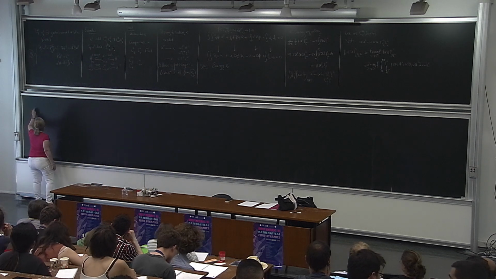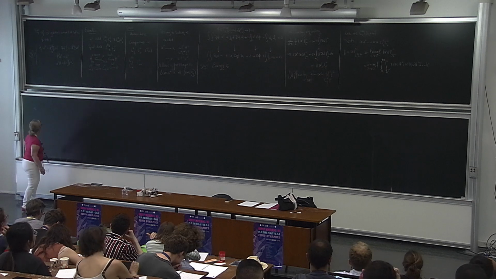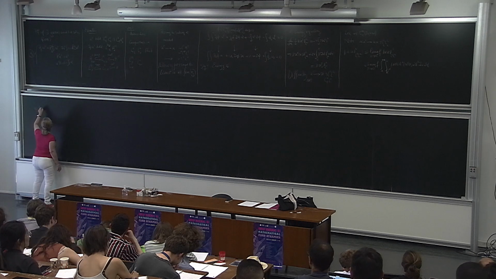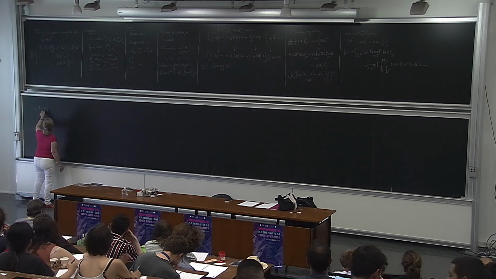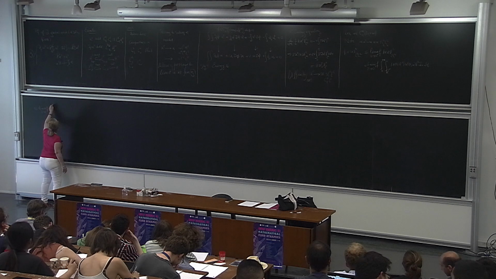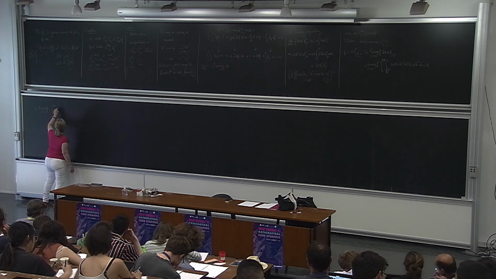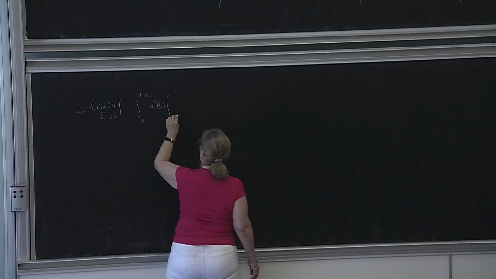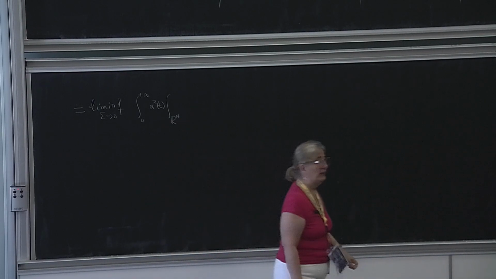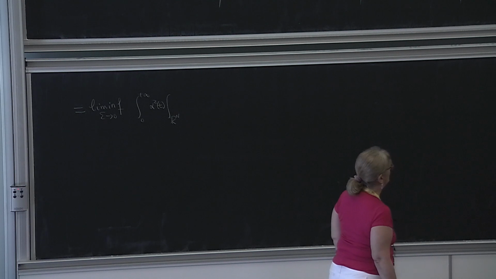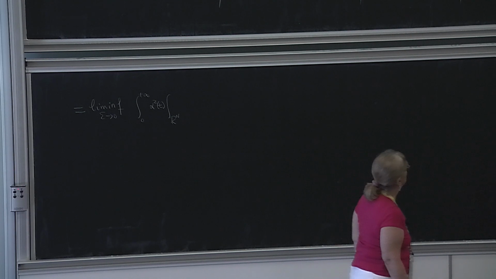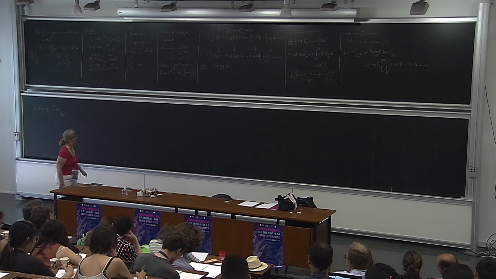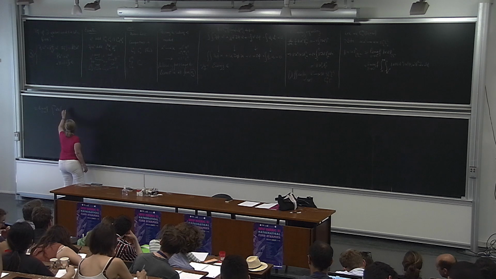So this is less than or equal to the lim-inf as epsilon goes to 0 of the integral of alpha squared of t, and then I have an integral in Rn of the u epsilon naught L2 squared minus 2 nu times another time integral.